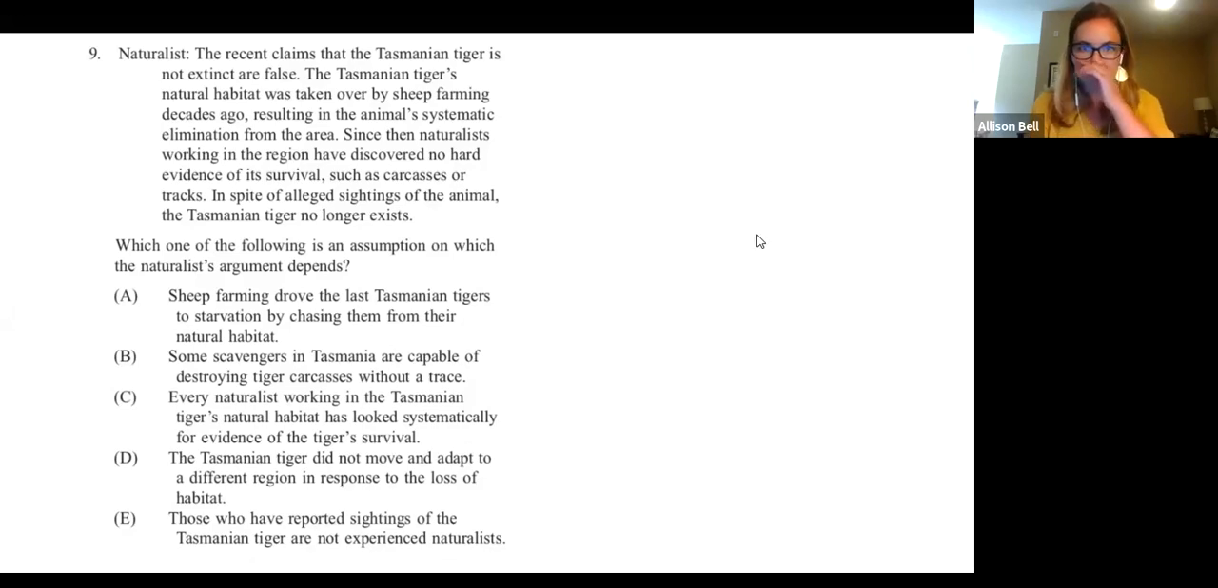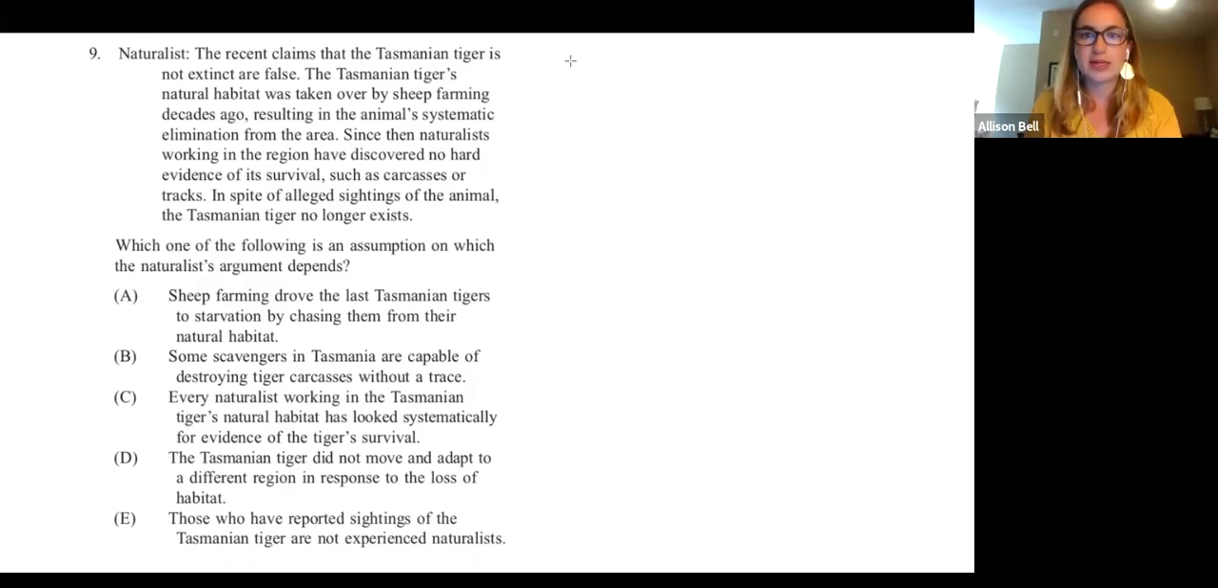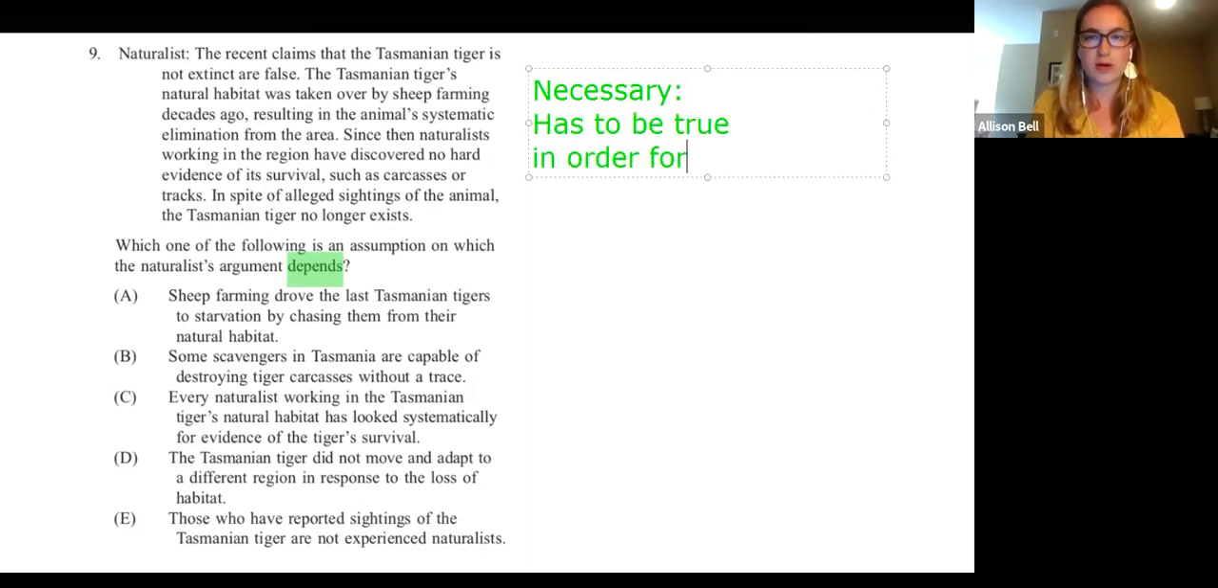So let's take a moment to go through this in the same way that we would want to go through it on the actual LSAT. So the first thing that I do on any logical reasoning question on the LSAT is identify what I'm being asked. In this case, I notice that it uses the language of depends. So it's asking me, what is an assumption that the argument depends on? The word depends is on that list that I gave earlier of words that indicate I need a necessary assumption. So in my head, I'm thinking, okay, I want to pick a necessary assumption. I want something that has to be true in order for the argument to work.